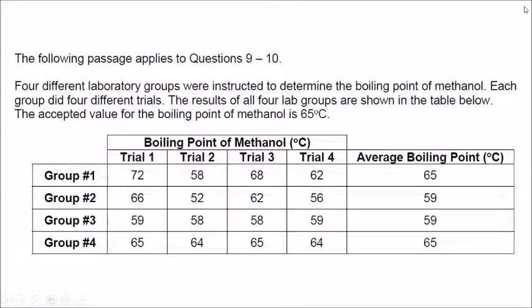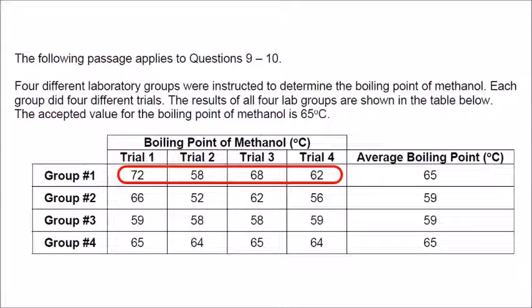All right, so this following passage applies to questions 9 and 10. So we have 4 different laboratory groups, and they were instructed to determine the boiling point of methanol, and they each did 4 trials. Let's take a look at the results of group number 1.